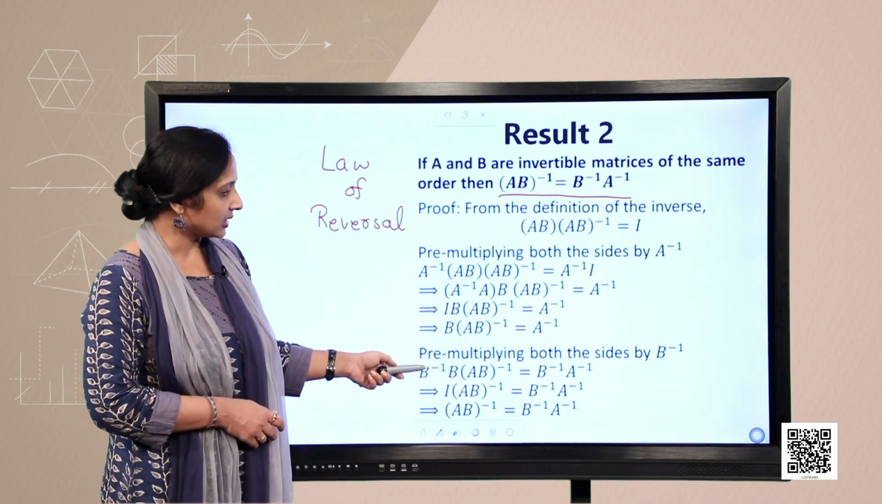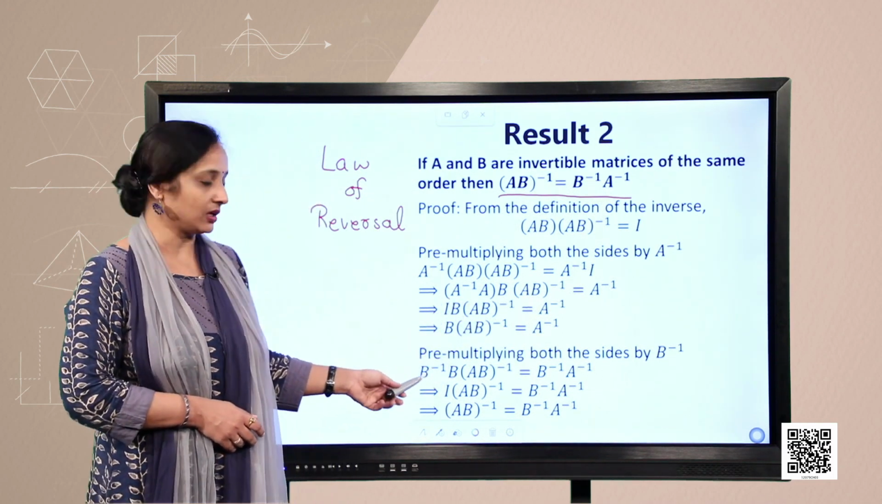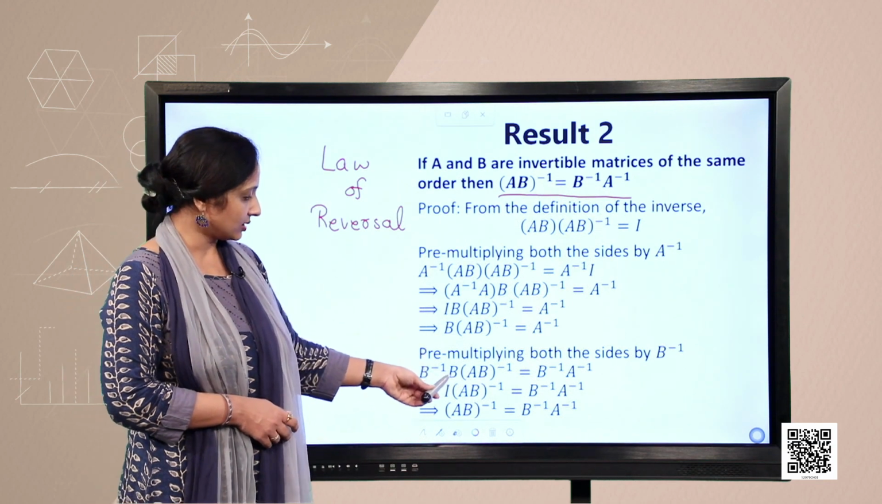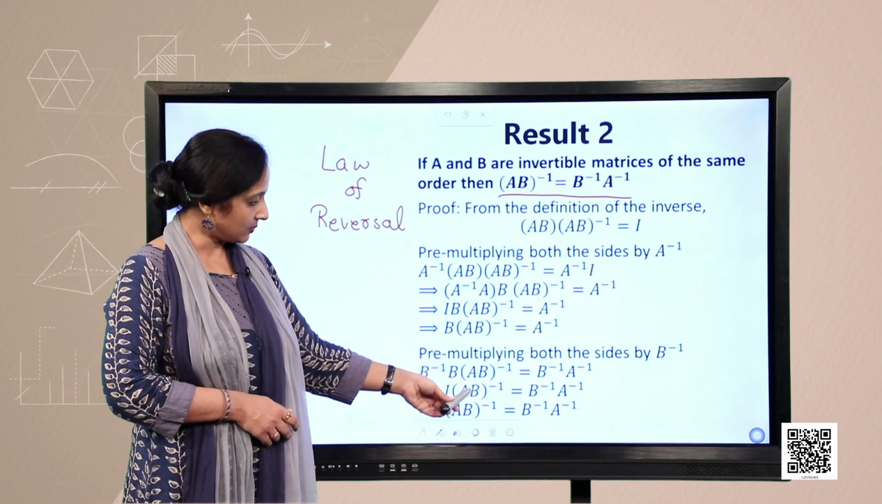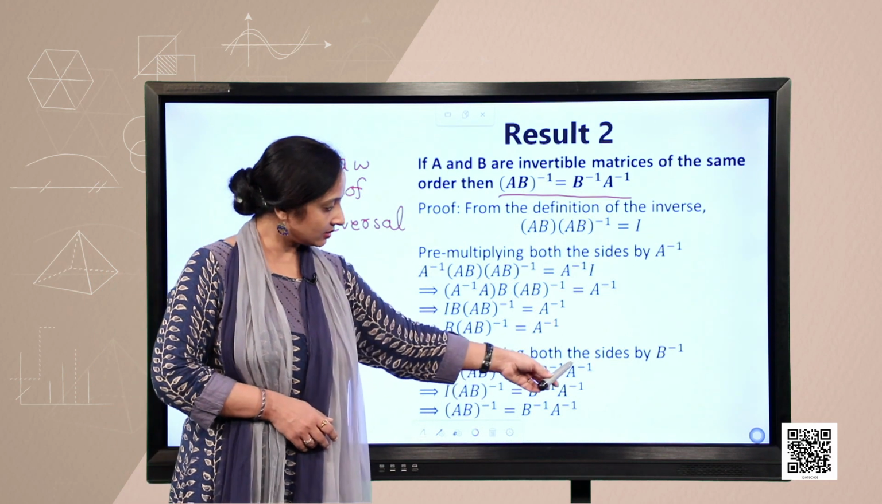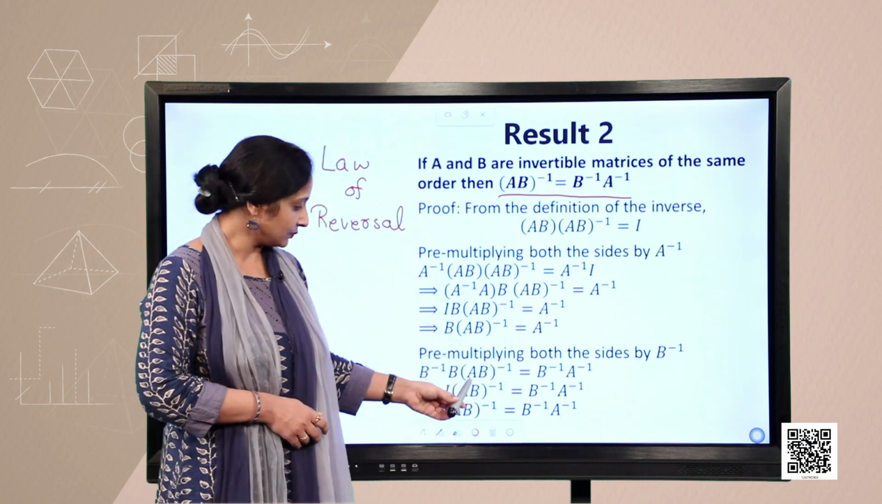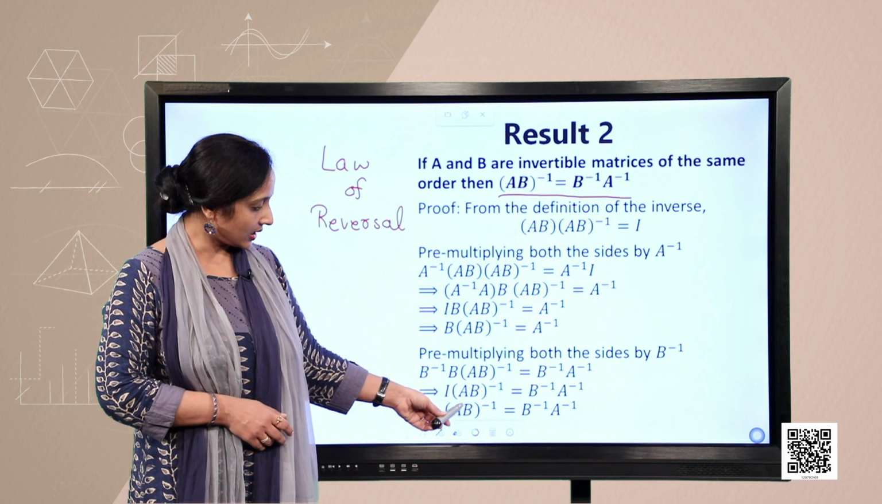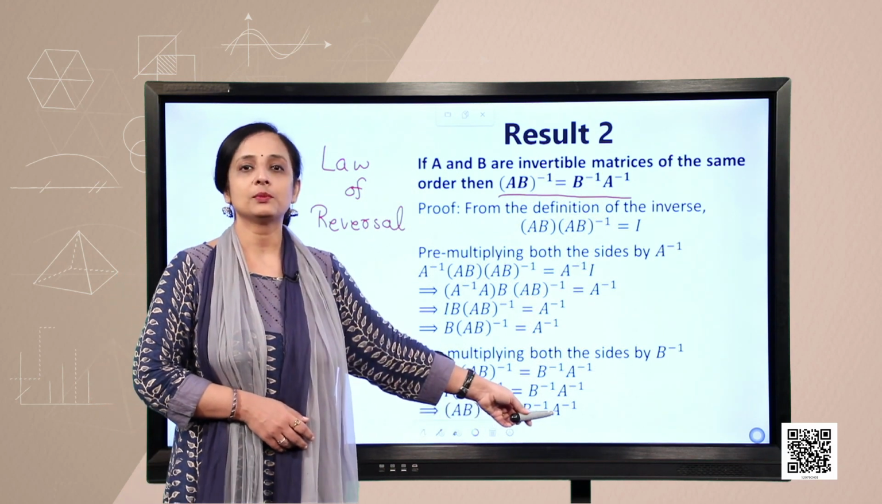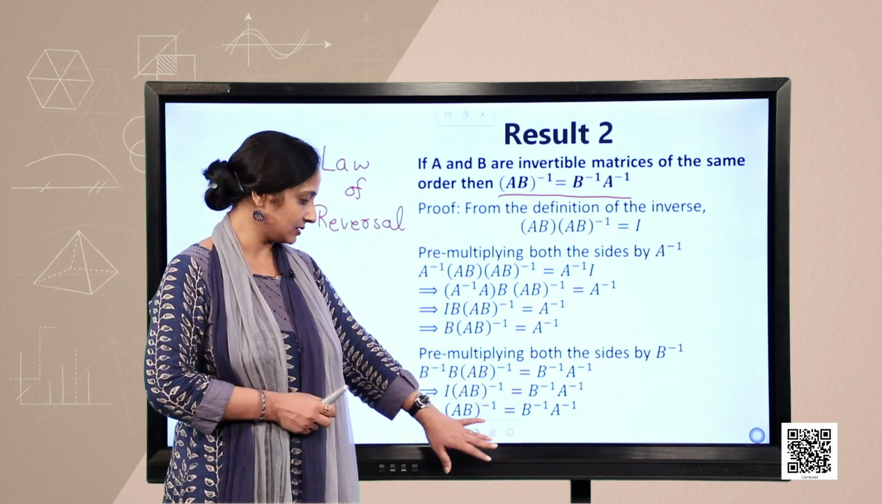Now again pre-multiply both the sides by B inverse. So B inverse into B will give you I, AB inverse at its place, and this is B inverse A inverse. So in turn you are getting AB whole inverse is equal to B inverse into A inverse.